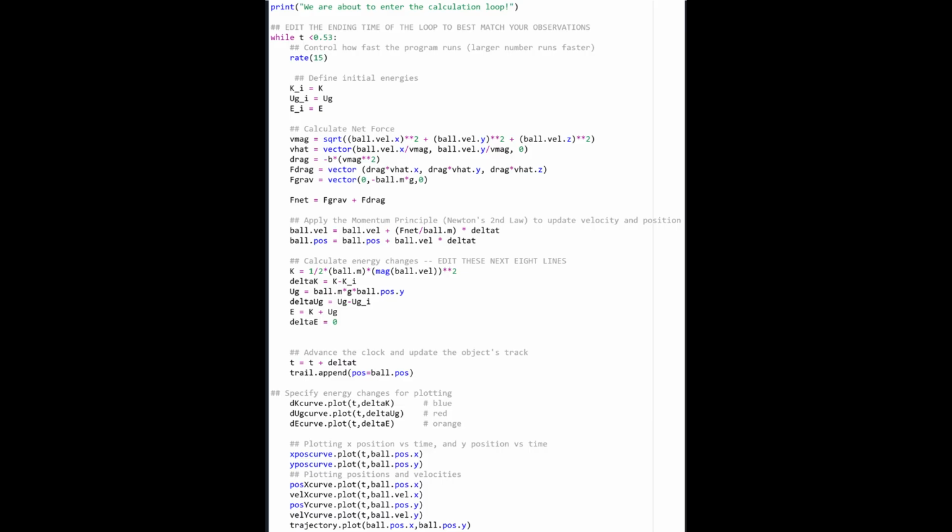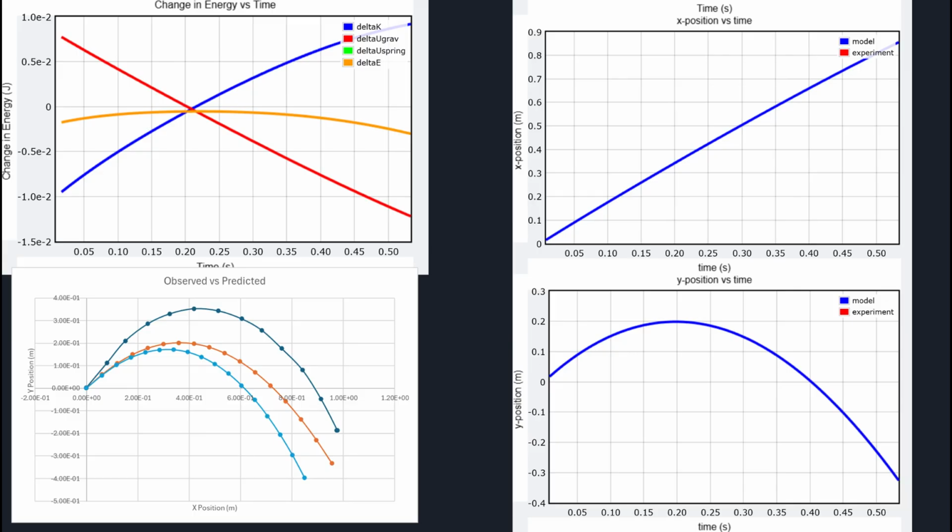And when graphing it, you'll see that x position versus time and y position versus time match the same from Lab 2. The observed is predicted from Lab 2. I put that in there as well. But the thing that's different is the change in energy versus time. You'll see that the delta U spring is still not there, I couldn't figure out how to get that. But delta E, the orange line, is not constant because of the non-conservative force of the drag force acting on the ball. So it does go in the negative direction. It goes up a little bit because I assume the initial velocity wasn't calculated very correctly, but I'll touch more on that in the errors section.